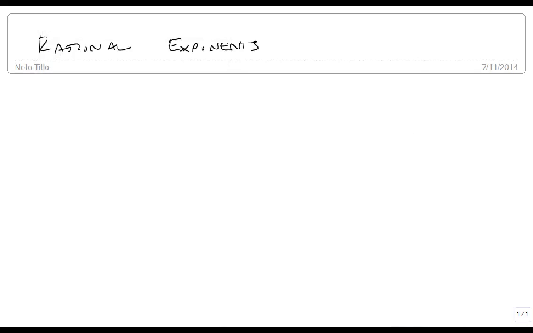We're now going to talk about rational exponents. And the big key here is if we have the nth root of a, then we're going to define this as meaning the same thing as a to the 1 over n.